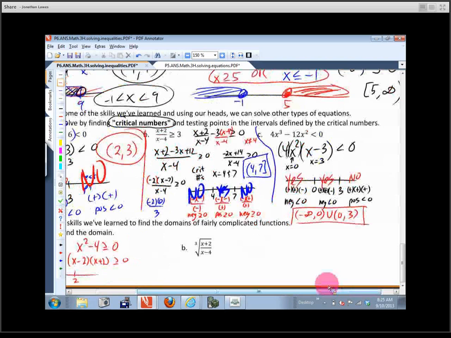Let's take a look at the next one then. Whatever this is, x plus 2 over x minus 4 has to be greater than or equal to 0, right? What are the critical numbers?